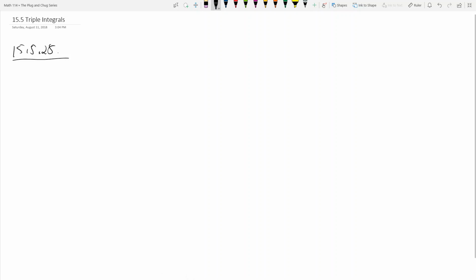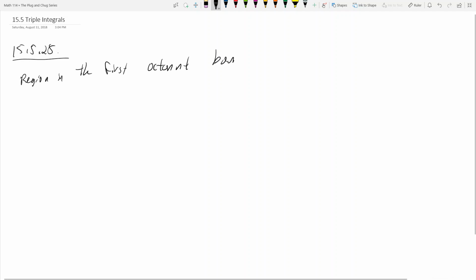So let's give the problem. We have a region in the first octant, bounded by the coordinate planes, y plus z is equal to 2, and x is equal to 4 minus y squared. All right, so this is what we have.